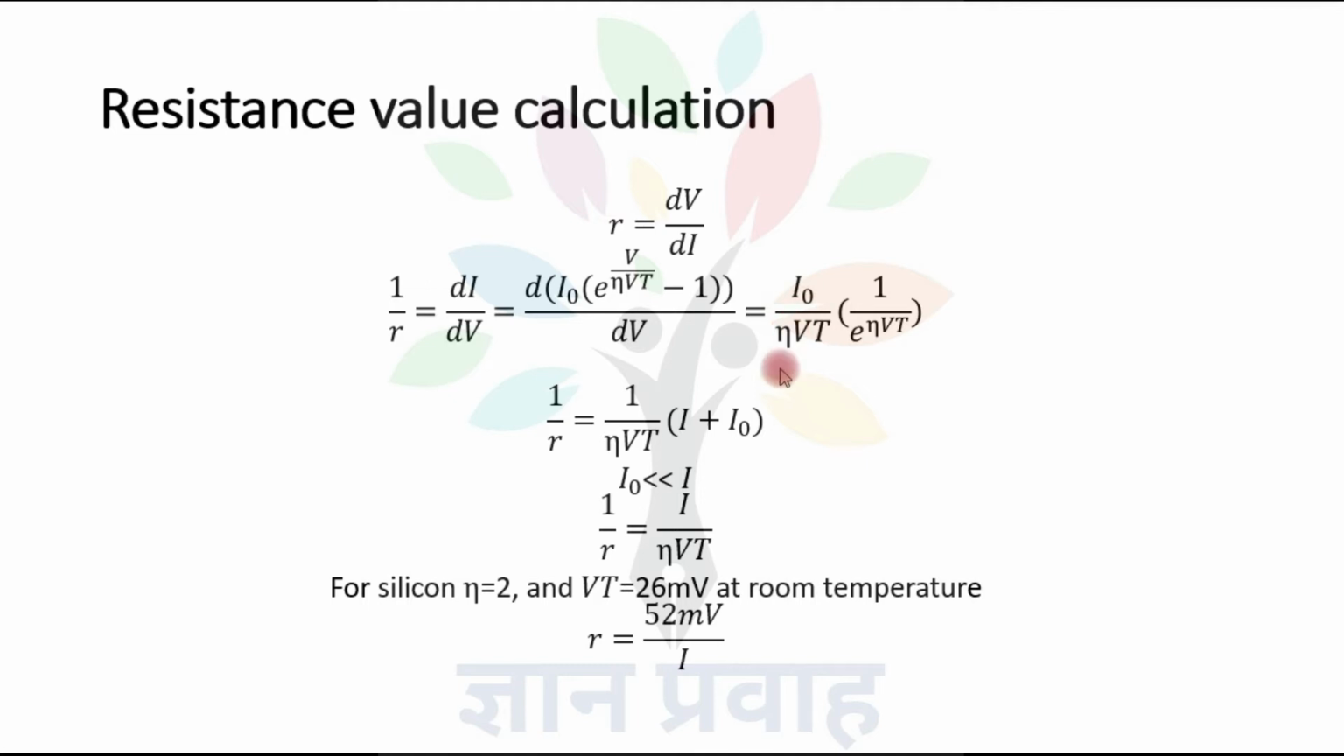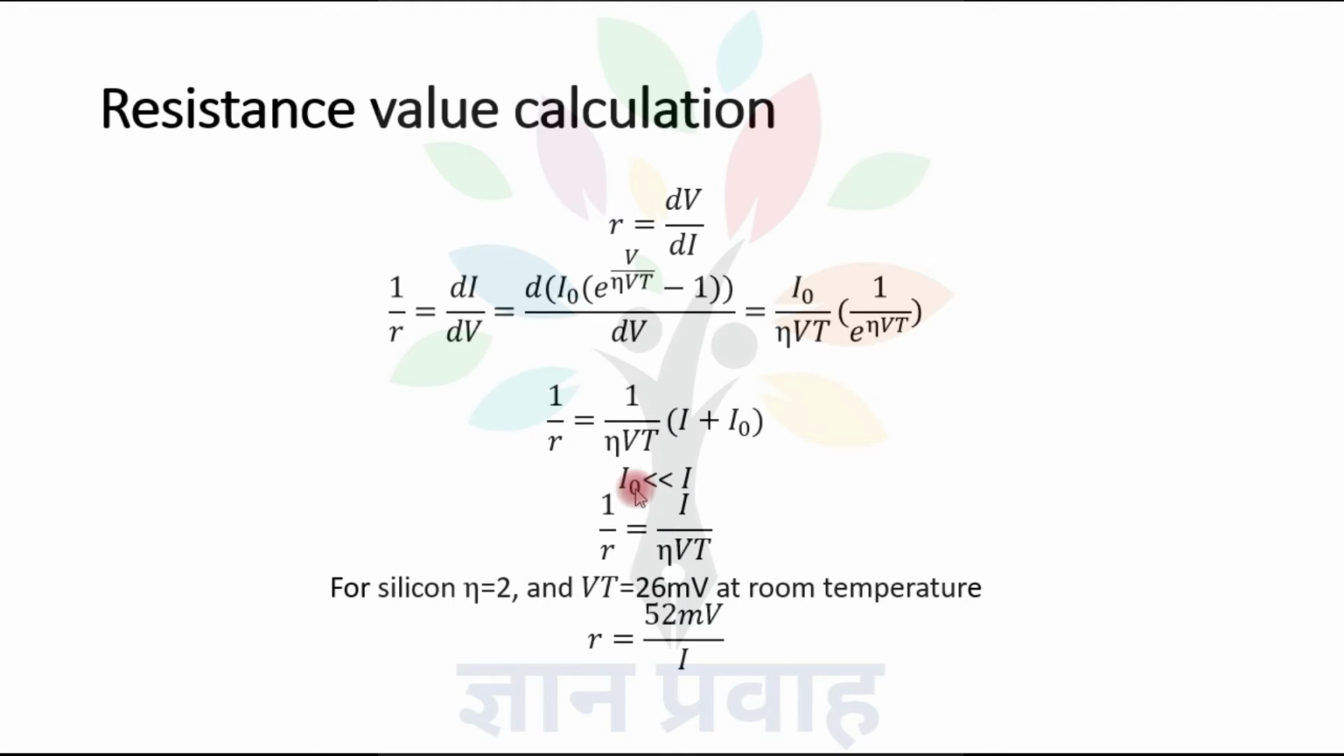So it will be I naught by eta Vt times e to power V by eta Vt. So 1 by R equal to 1 by eta Vt, and e to power V by eta Vt is nothing, it is I plus I naught. And this expression is calculated using the diode current equation from here. I equal to I naught e to power V by eta Vt minus 1. So I naught e to power V by eta Vt is equal to I plus I naught.